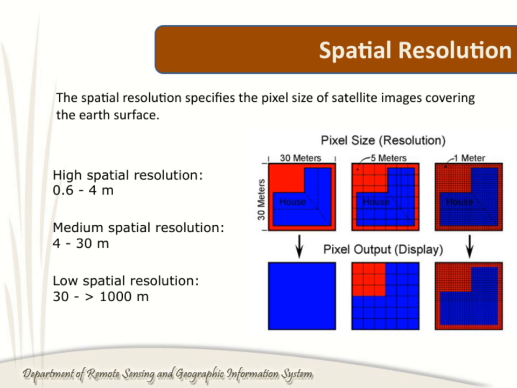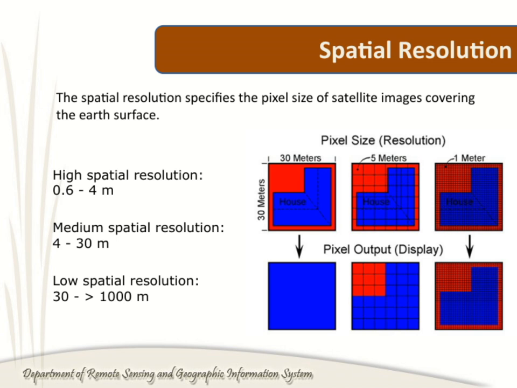On the other hand, medium spatial resolution falls between 4 and 30 meters. This level offers a good balance, providing more context than high-resolution images, but still capturing useful detail for broader analysis, like land use classification or vegetation studies.